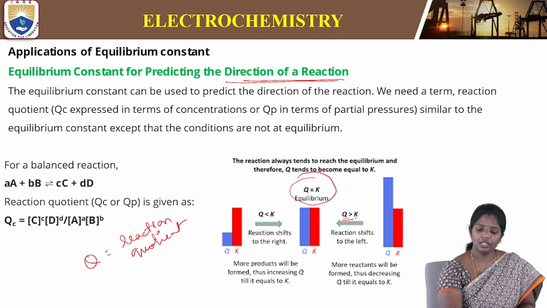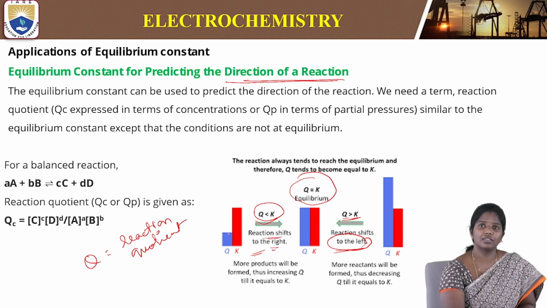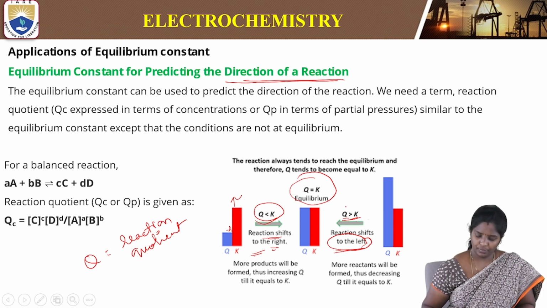If Q is greater than K, then the reaction shifts to the left. If Q is less than K, then it shifts to the right. As we see from these bar charts, Q is less and K is more, indicating product formation. Q is more and K is less, indicating reactants, that is, a backward reaction. This is how we decide the direction of any reaction using the equilibrium constant.